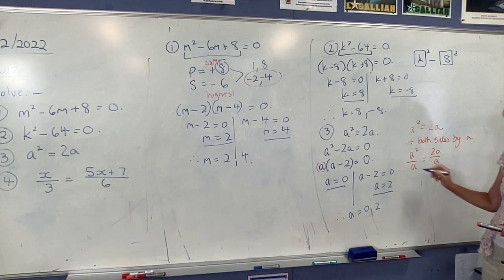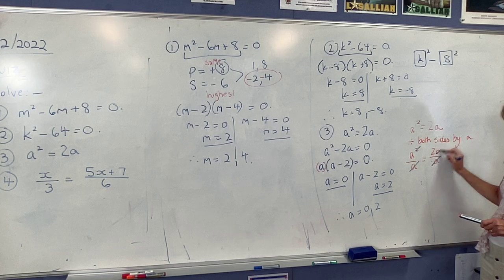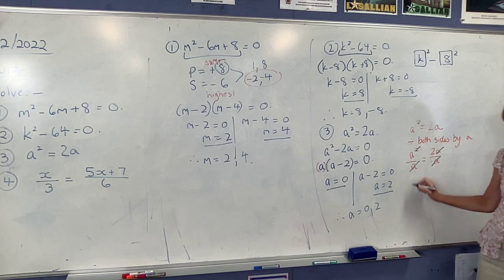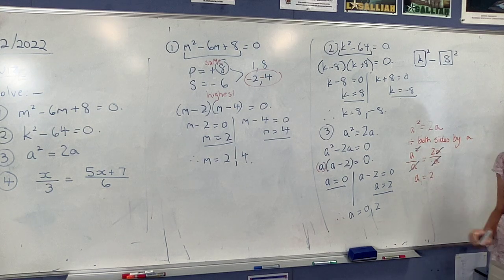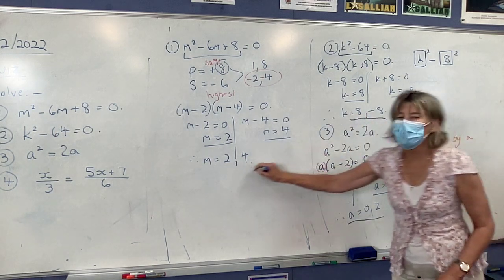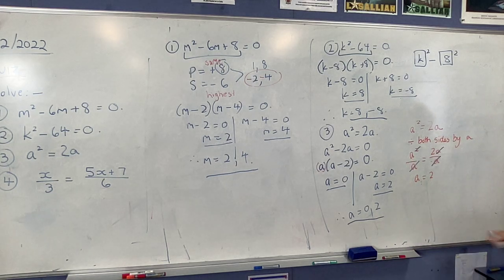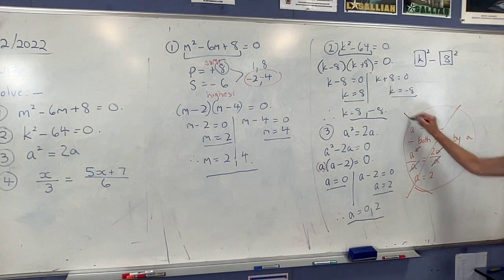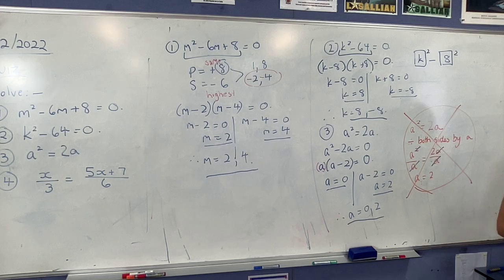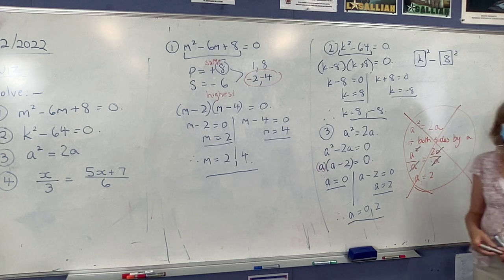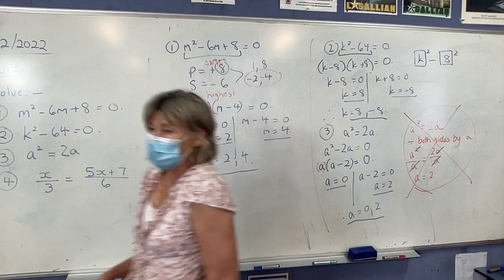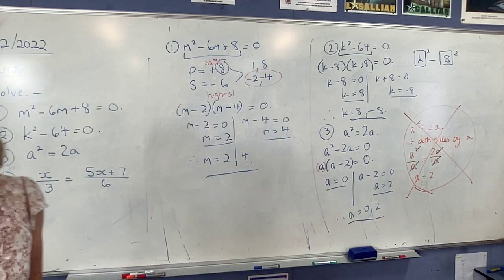If you do that, that will cancel with that, that will cancel with that, and you end up with an answer that says A equals 2. Is that right? No, we didn't get A equals 2, we got A equals 0 and 2. So you lost an answer along the way. If you do that in a test, you'll get 1 mark out of 2. We're not doing it like that, because you'll only get half the marks. That's a big error that a lot of people make in a test.